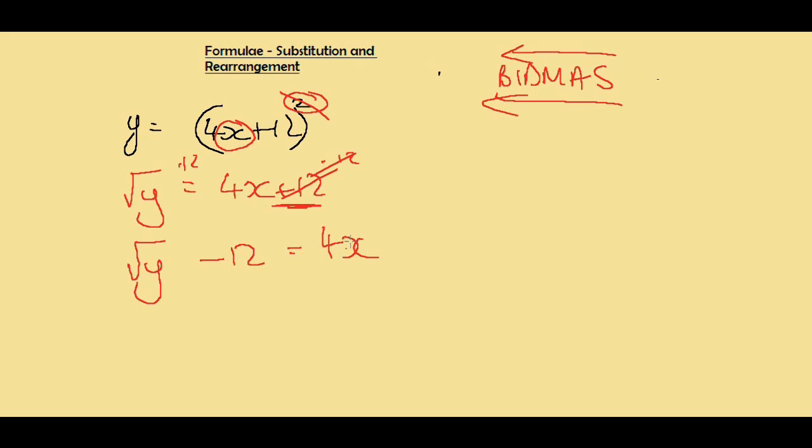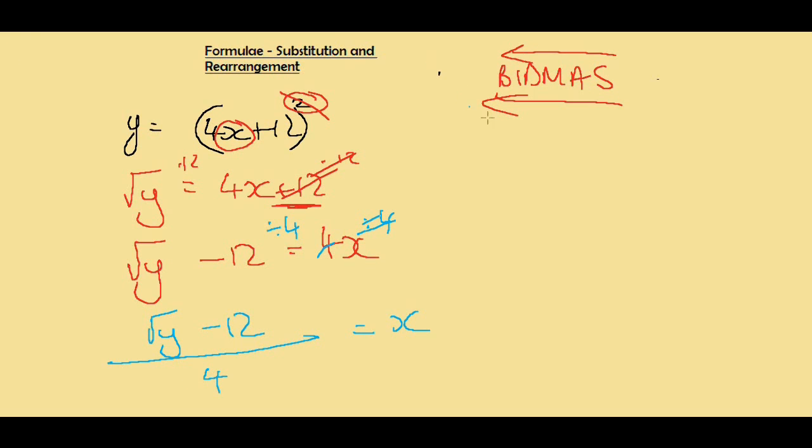And then the last step is to divide by this 4, because that is timesing, so we divide 4 on the left and the right. And on the left hand side, we're going to divide 4 by the whole lot. Everything divides by 4, so we put a nice big line there and divide it by 4. And on the right, that 4 cancels with that, and then we get just an x. So we get x equals root y, take away 12, all over 4. And that's how to rearrange.